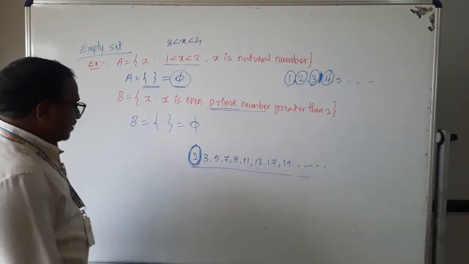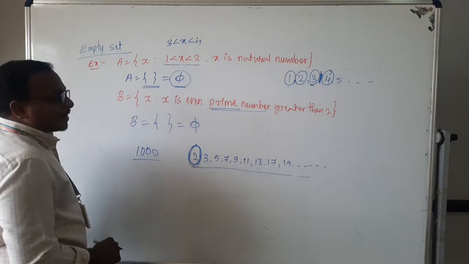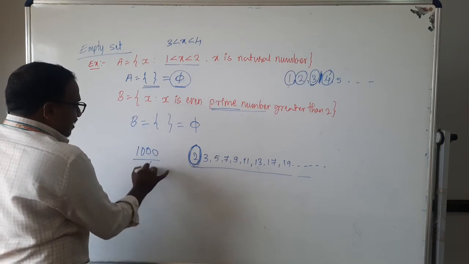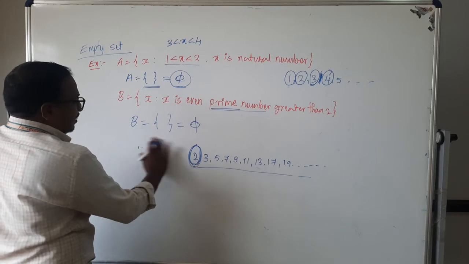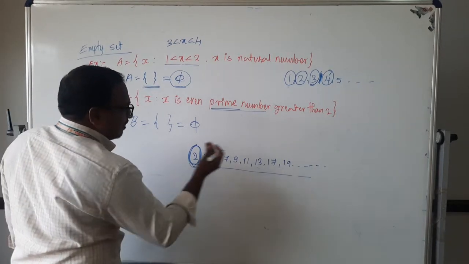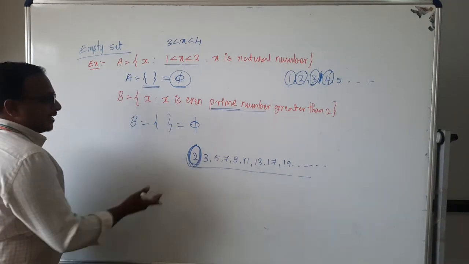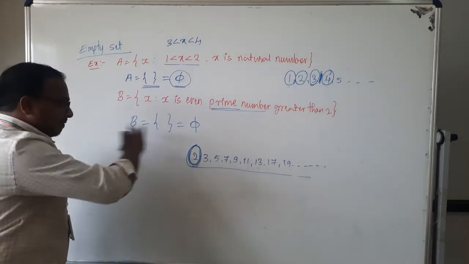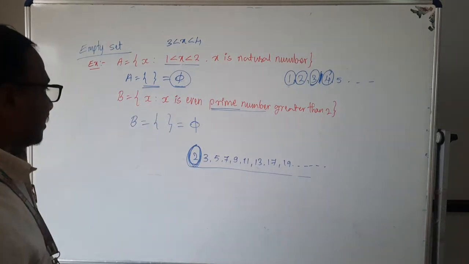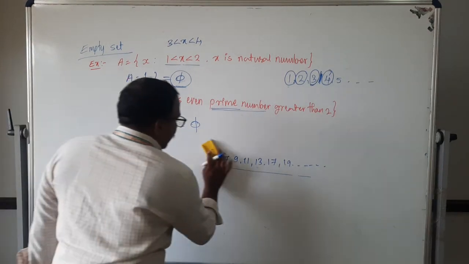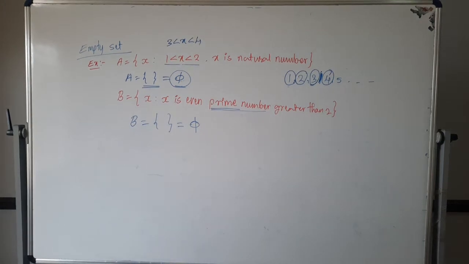Because if suppose 1000 is there, this is an even number. It can be divided by 2. So any even number, whichever it may be, is divisible by 2. That is why even numbers do not come here. So they say x is an even prime number greater than 2, and this becomes an empty set, or void set, or we can call it a null set also.